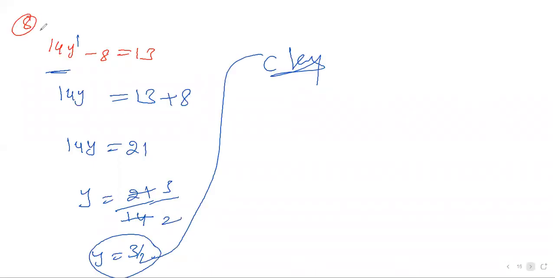Now we'll go for the next problem, the last one for today's session. That is problem number 9. The 9th problem is x by 3 plus 1 is equal to 7 by 15. The problem is very simple. We want only the x terms, these variable terms. Keep x by 3 on the left side first, and the right side you can write as 7 by 15.